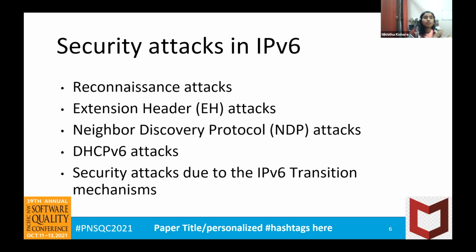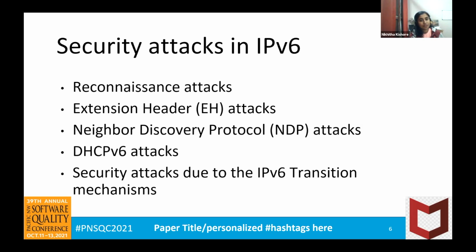So NDP, the Neighbor Discovery Protocol, is the counterpart of ARP in IPv4. Both of them are used to discover the MAC addresses of the devices connected to the network. Neighbor Discovery Protocol as such lacks authentication, and an attacker can utilize that to identify the details of the devices in the network and try to peep into the network.